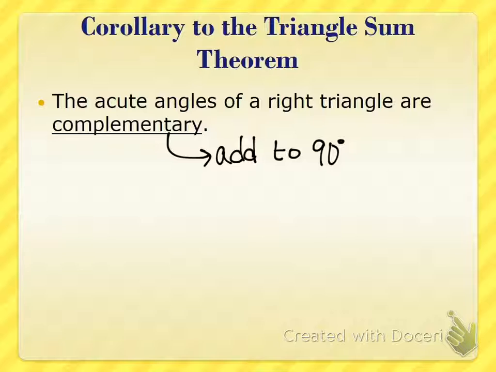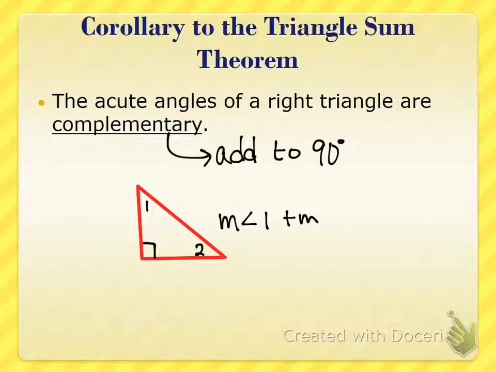Okay, and if you wanted to draw yourself a picture for this one, you can. I don't know that it's as necessary. But if we know that we have a right triangle, just label those angles 1 and 2. This corollary states that the measure of angle 1 plus the measure of angle 2 has to equal 90 degrees.